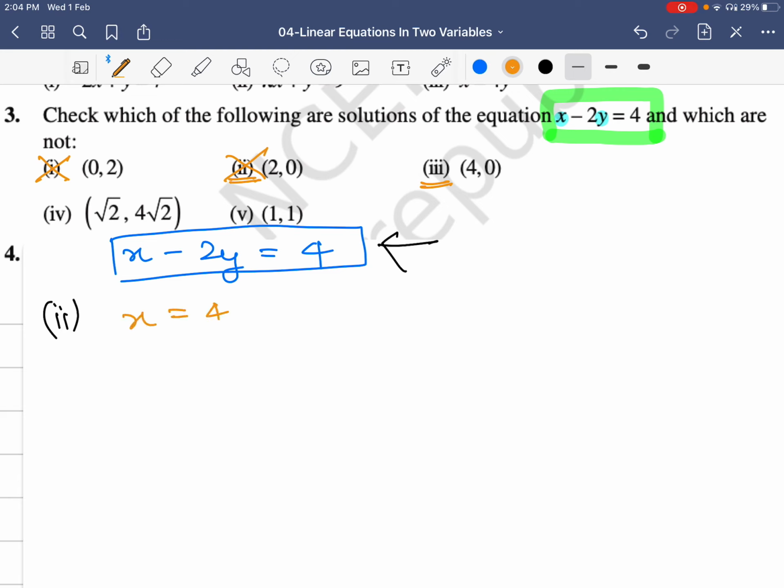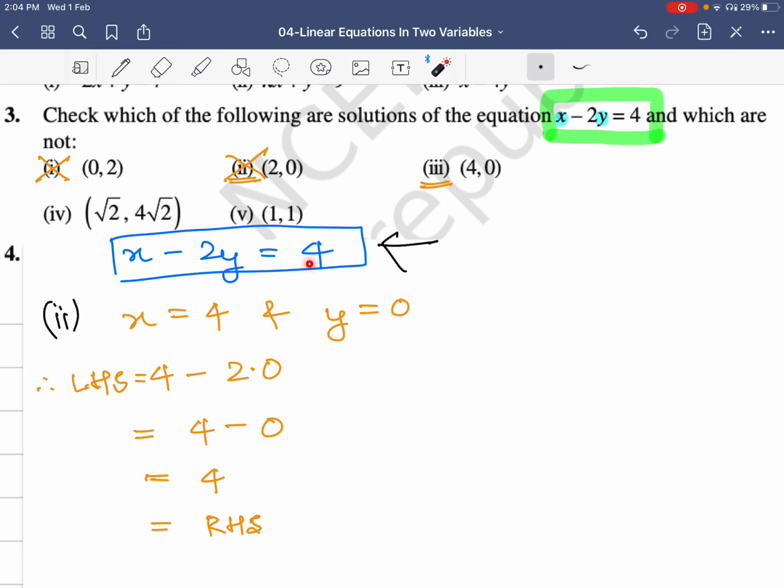So in this case, x is equal to 4 and y is equal to 0. Therefore, it will be 4 minus 2 into 0. This is my LHS, left hand side. That is equal to 4 minus 2 into 0, which is 0, so that is equal to 4. And this 4 is in fact equal to RHS, which is our right hand side. So LHS is equal to RHS. When I am substituting x equal to 4 and y equal to 0, my LHS is equal to RHS. So this means that this is a valid solution, 4, 0, for this linear equation in two variables.